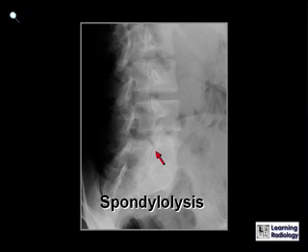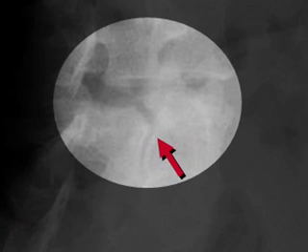This is an example of spondylolysis. You can see that the red arrow is pointing to a lucency through the neck of the Scotty dog, which is the pars interarticularis.